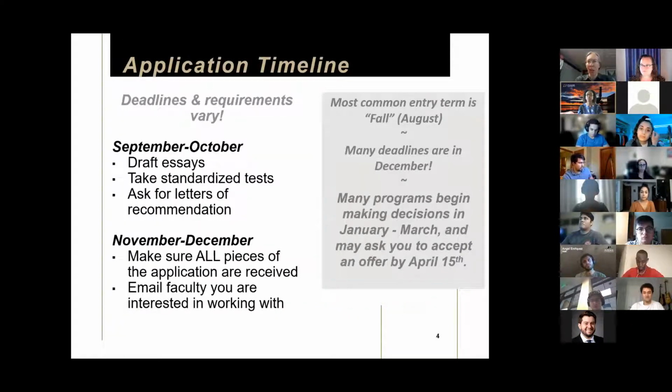So the application timeline: again, the deadlines and requirements can vary by program, but in general, an August starting term is the most common if you're starting for fall. There are some programs that will do a spring admission, so that's something to look for if you're going to be graduating in December and want to start right in that January. Identify whether or not your programs allow for that, and then look at those application timelines. But the majority of students will apply for a fall start, and so that timeline is September, October.